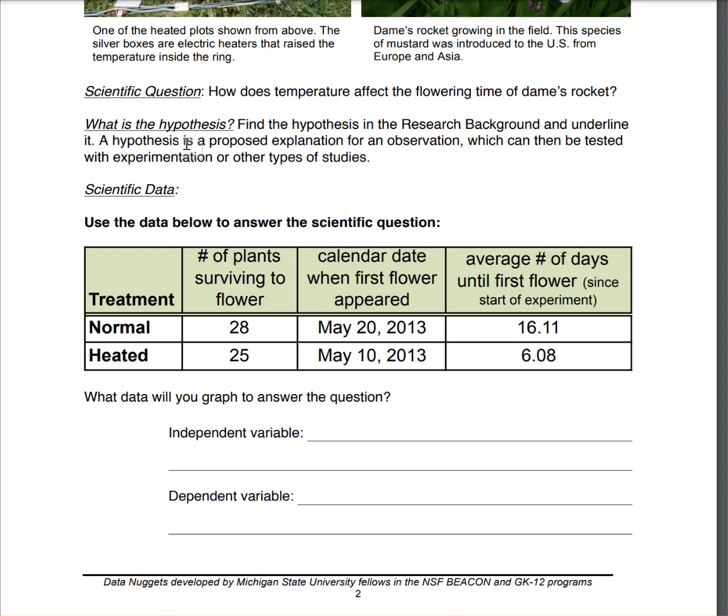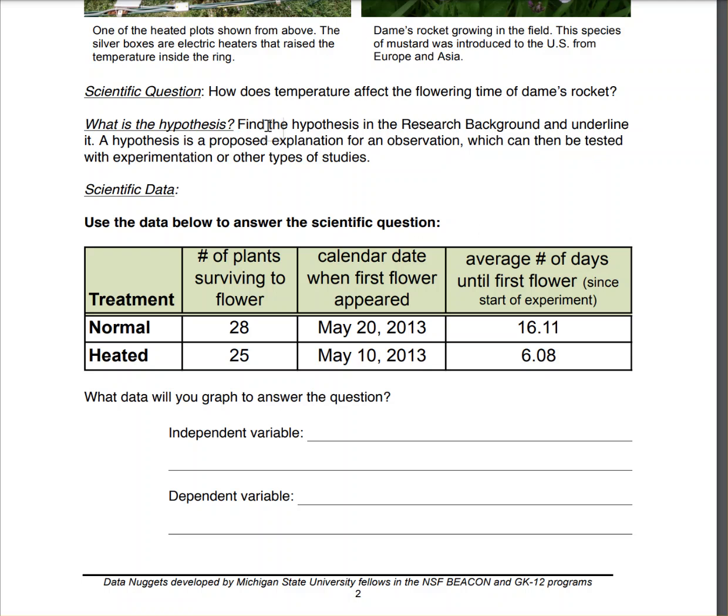Next, it's asking, what is the hypothesis? Now here, it asks you to go back into the reading and underline the hypothesis. I don't want you to do that. What I want you to do is write down the hypothesis right here below this question. Now remember, it's important that we word our hypothesis correctly. A hypothesis is an if-then statement. If I do this, then this will happen.